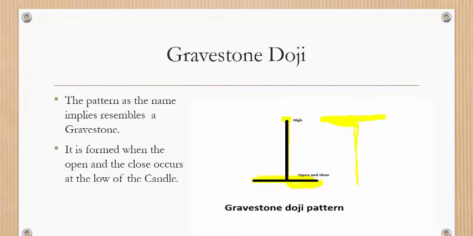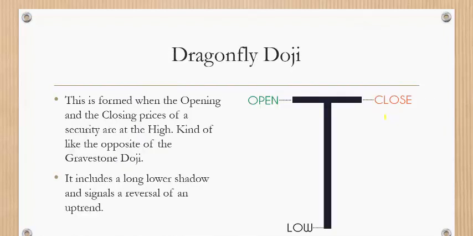Now, it is formed when the open and the close occur at the low. So you already know that. The flip of it is the Dragonfly Doji, formed when the opening and the closing prices of a security are at a high. The opposite of the gravestone. I already said it. Don't let us start speaking too much grammar.